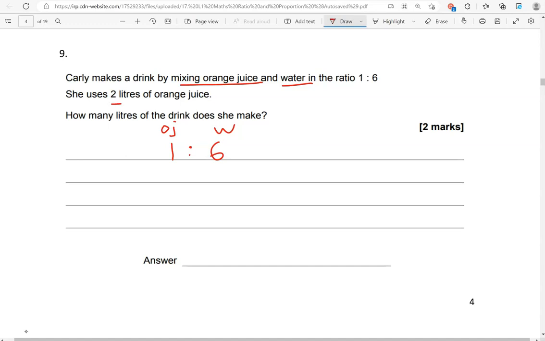So she uses 2 liters of orange juice. So under orange juice, I'm going to put 2 liters. So that's doubling the amount, times 2. So we're going to multiply this by 2 as well to get 12. So that is 2 liters of orange juice mixed with 12 liters of water. Question is, how many liters of the drink? So that's in total. The 2 and the 12, which is 14 liters.